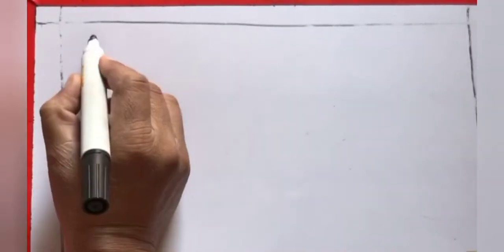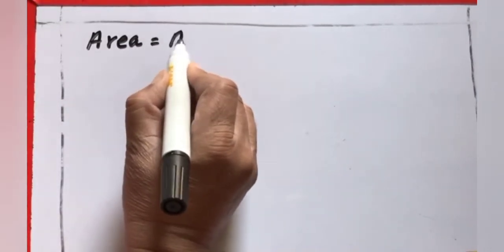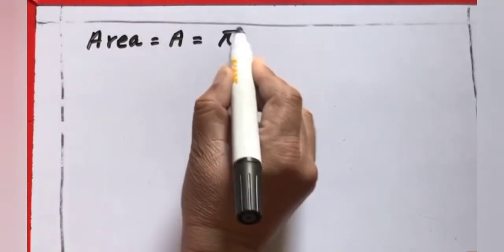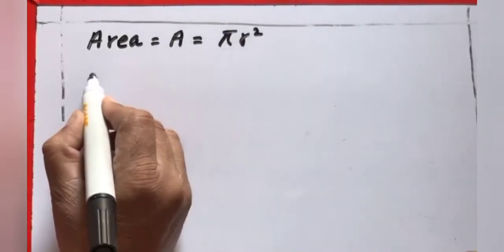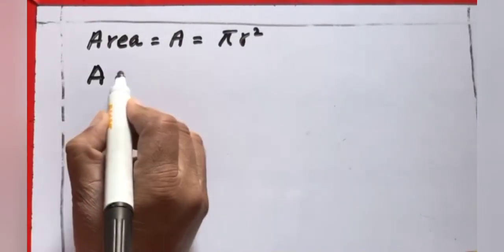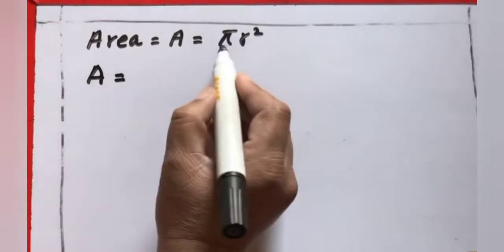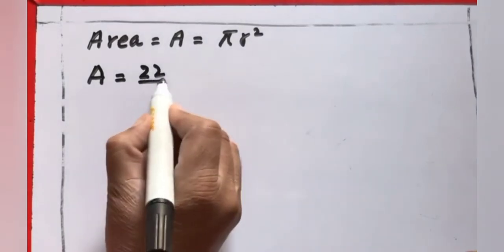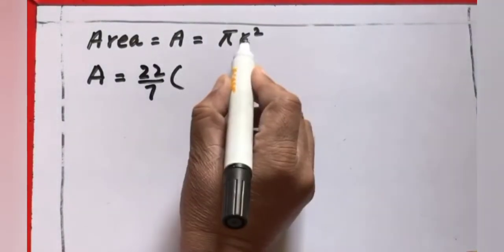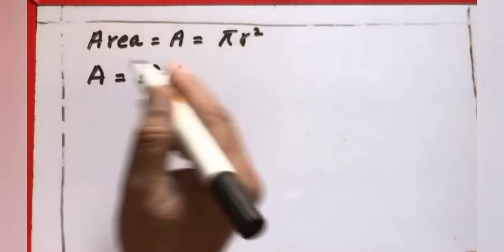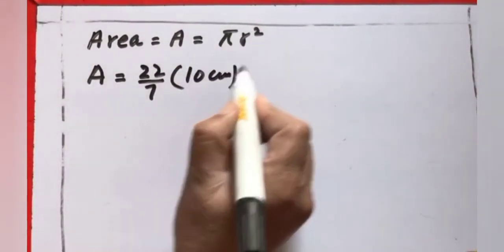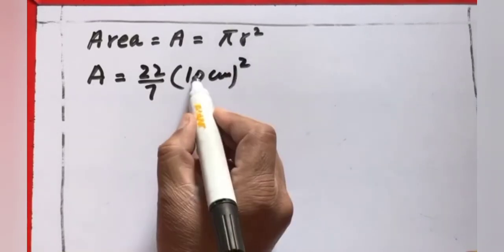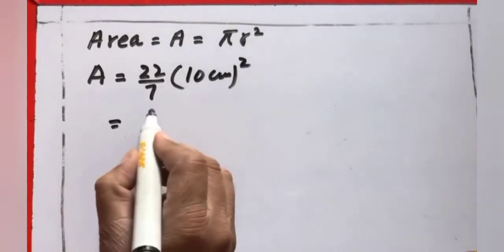So the area of a circle can be easily found, as we know that the area of a circle, which is represented by A, is pi r square. So by using this formula, we can easily find the area of a circle by putting in the values. The value of pi is 22 by 7, and the value of r is 10 centimeter. Here is the square of r, so we will take the square of 10.